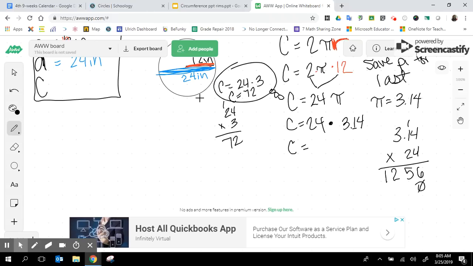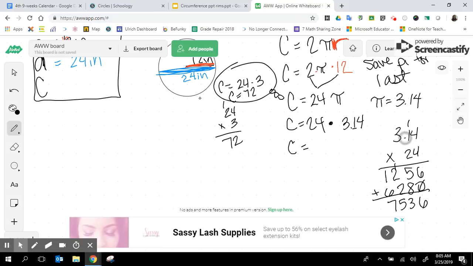2 times 4 is 8. 2 times 1 is 2. 2 times 3 is 6. And then we're just going to add that together. 6, 8, 9, 10, 11, 12, 13, 4, 5, and 7. Now, the last thing you do is count how many decimal places.